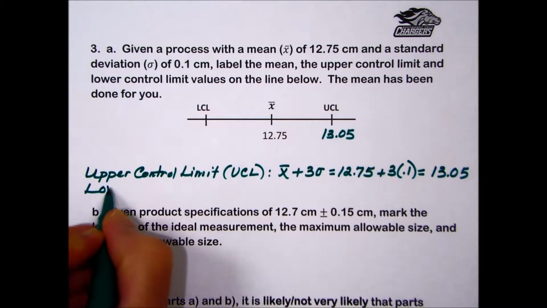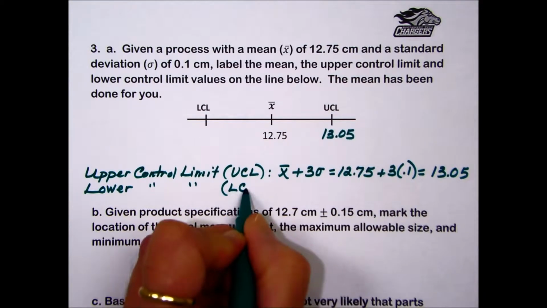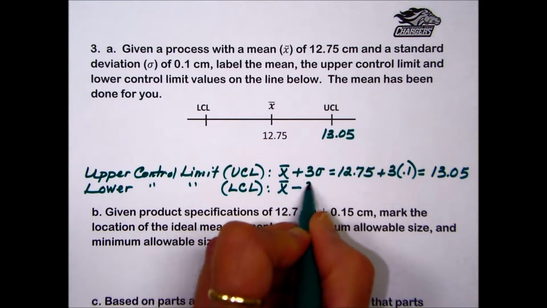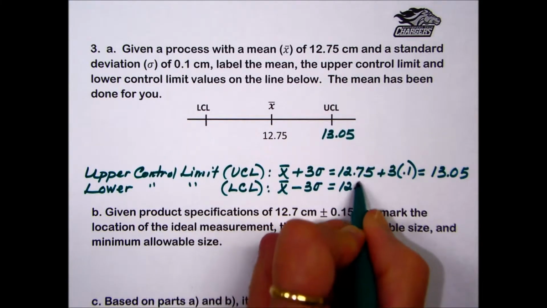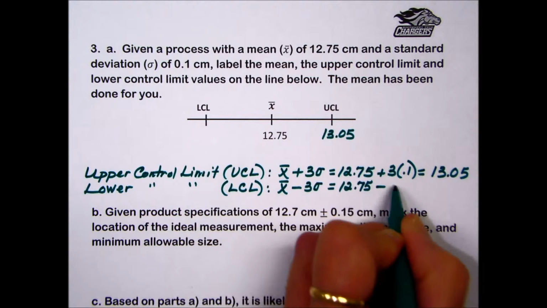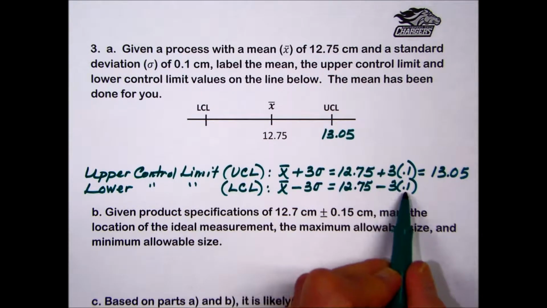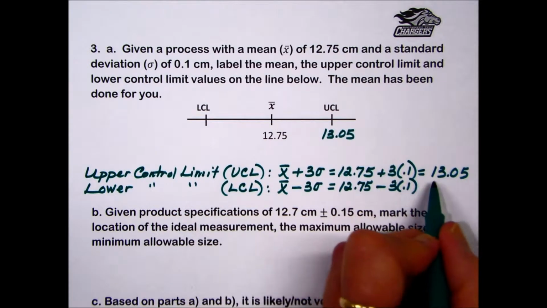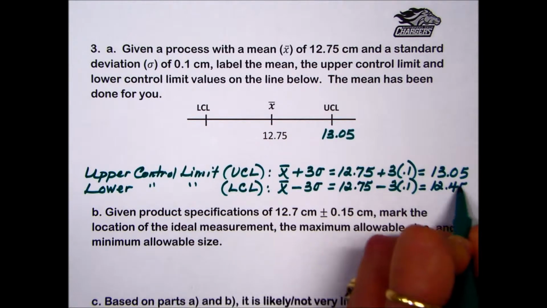The lower control limit, or LCL, is found by taking the mean minus 3 times the standard deviation. For this problem, we'll start with the given mean and subtract 3 times the standard deviation. Again, multiplication first. We have 3/10 after multiplying. Subtracting it from 12.75 gives us a value of 12.45.